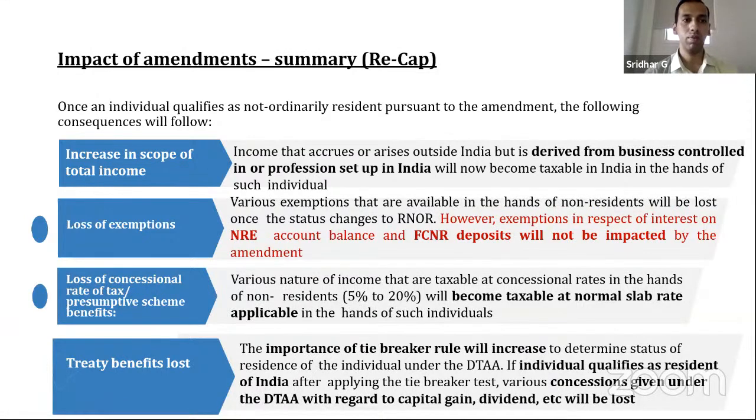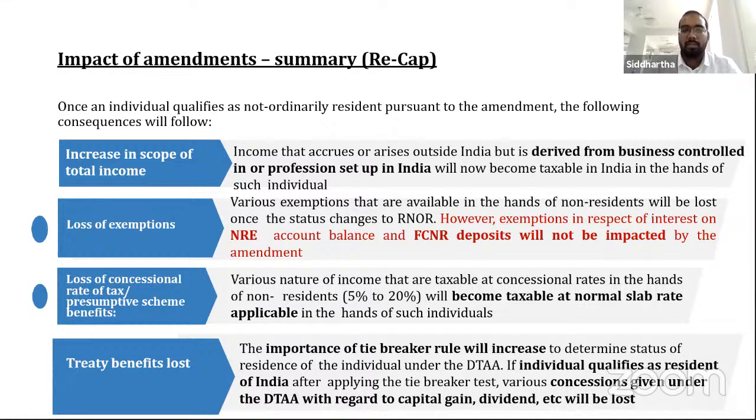So just for a recap, once an individual qualifies as non-ordinary resident, firstly his total income will increase because one more limb will be added. That is, if he is earning from outside India through a business controlled, or business or profession set up, in India. Next, he will lose certain exemptions and concessional rates that were available to him. One point that we need to be careful about here is the interest on NRI account or FCNR account. It will not be impacted.